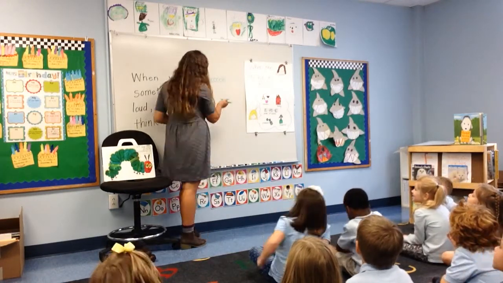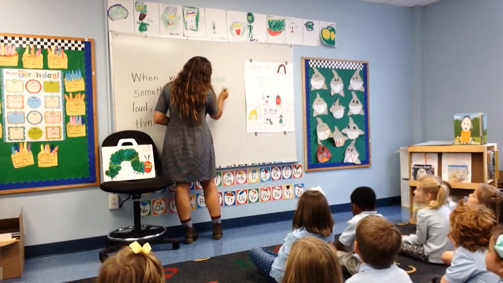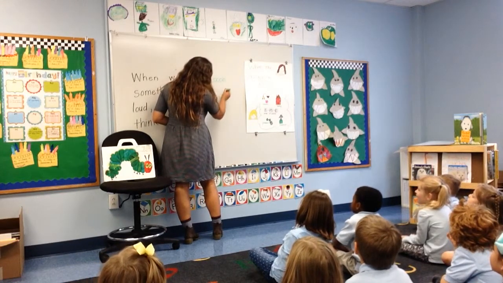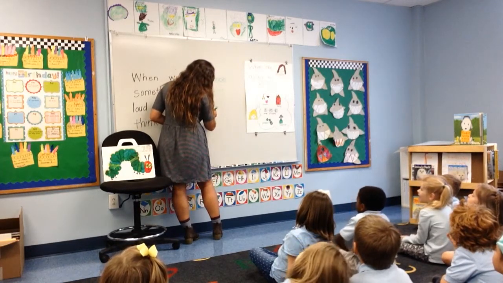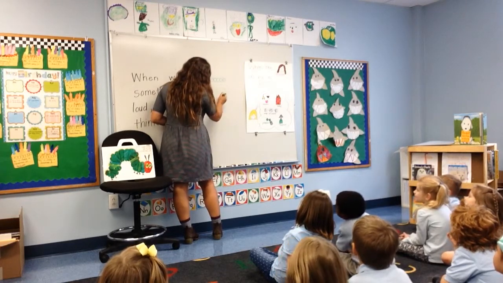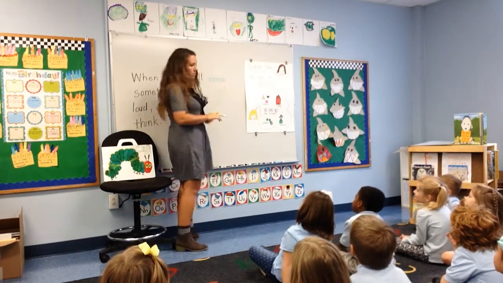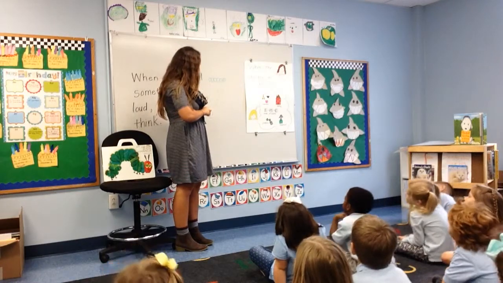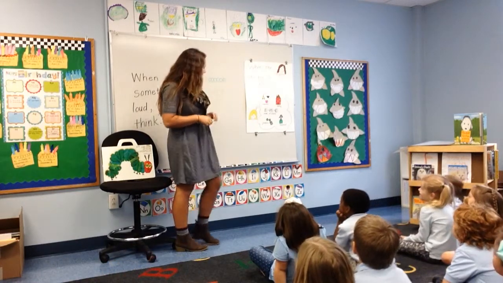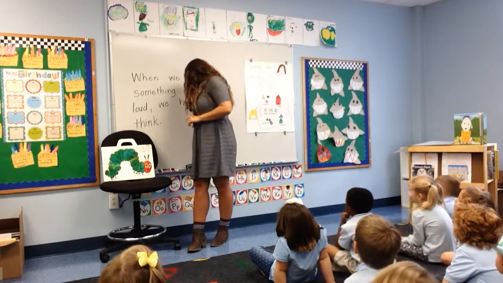Good. So we're going to draw a leaf. There's our little leaf. That's a good leaf. Thank you. Alright. Good. So there's our leaf. So we have our character, we have our setting. What's another thing that we need?